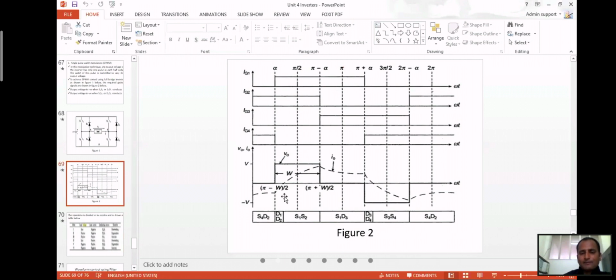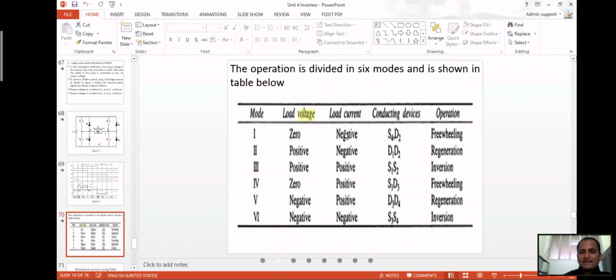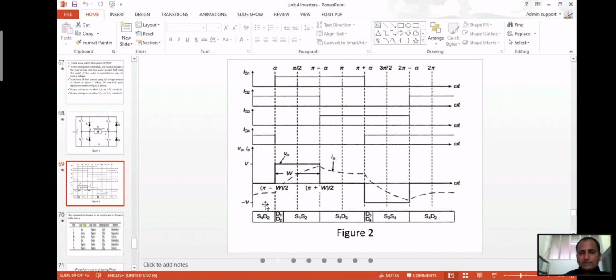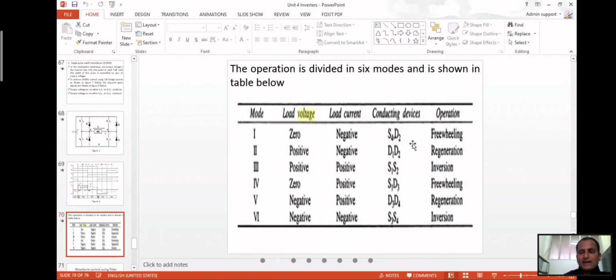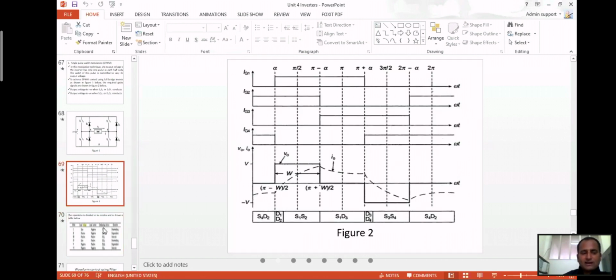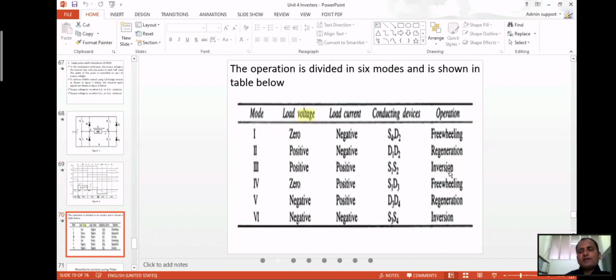So the current is negative, and in this case the voltage is equal to 0. This is the case when S4 and D2 are conducting. So this operation is in a freewheeling mode.